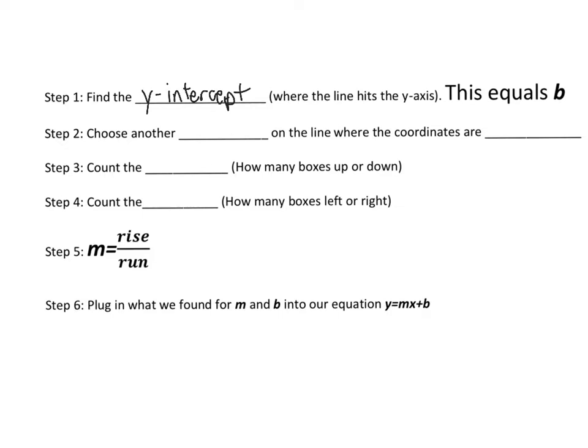Step 2 is to choose another point on the line where the coordinates are integers. And we need to remember that this is a positive or negative whole number. So we don't want any decimals or fractions. Step 3, count the rise. So how many boxes up or down.